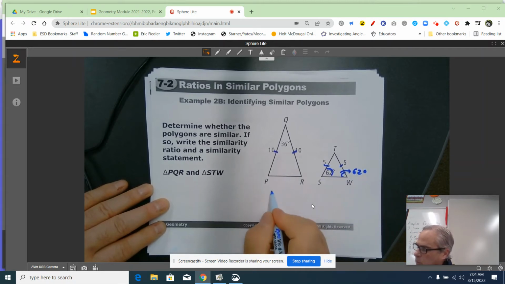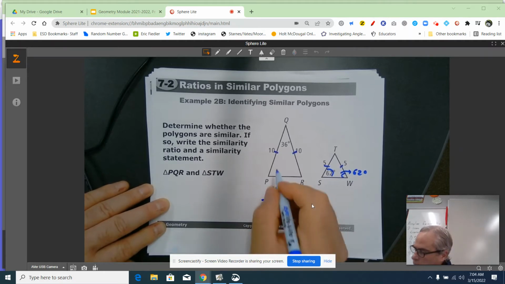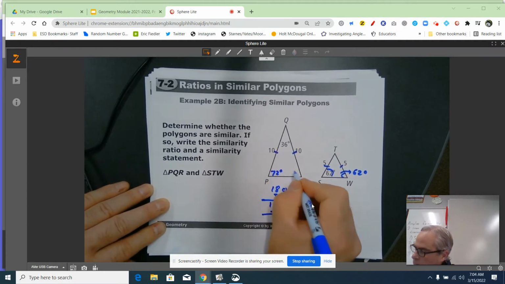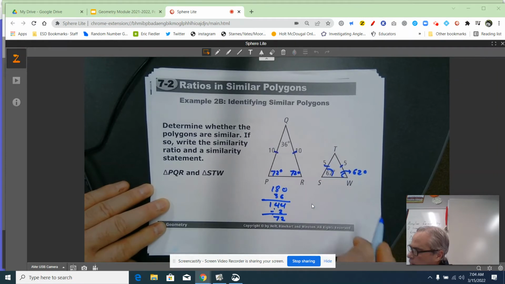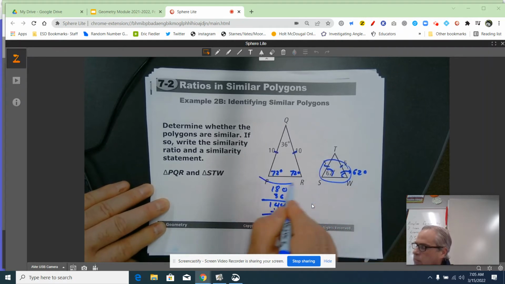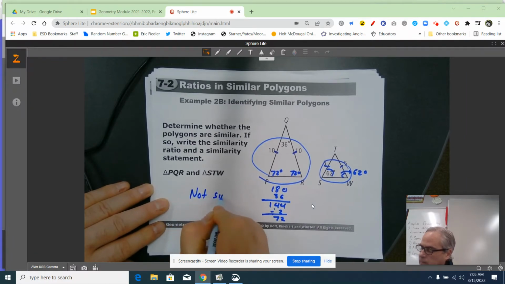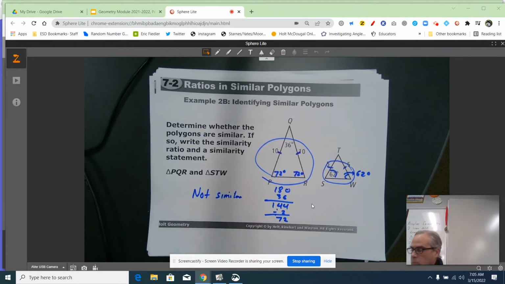This one I got to do a little bit more work. I'm going to subtract 36 from 180, and I get 144. I'm going to divide that by 2, and I get 72 degrees. So each of these are 72 degrees. These are 62. I could figure out this third angle, but there's no way all three angles of this triangle, sorry for the bell, are going to be congruent to all three angles of that triangle. So not similar.